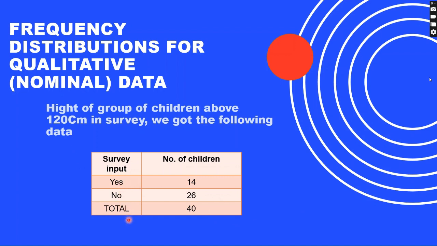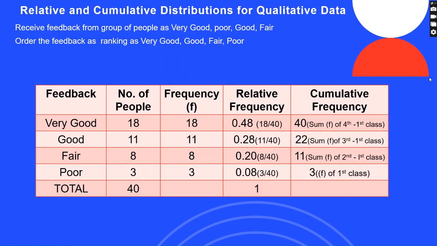distribution. So the qualitative data we can get yes or no, as well as we can get the feedback, and we can represent the table as survey as yes, number of children will be 14, no means 26 and total will be the 40. So this way we can represent the table.